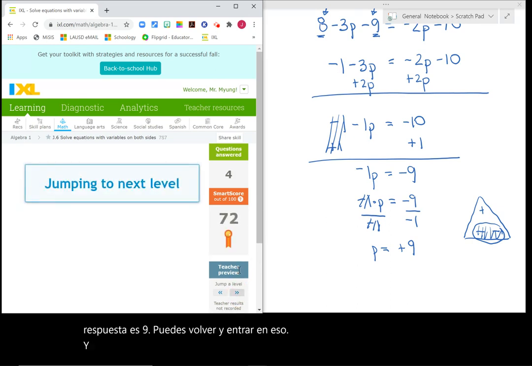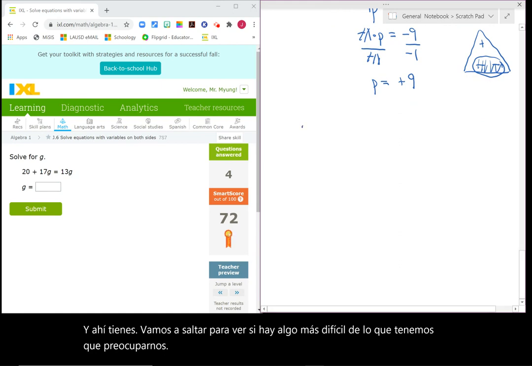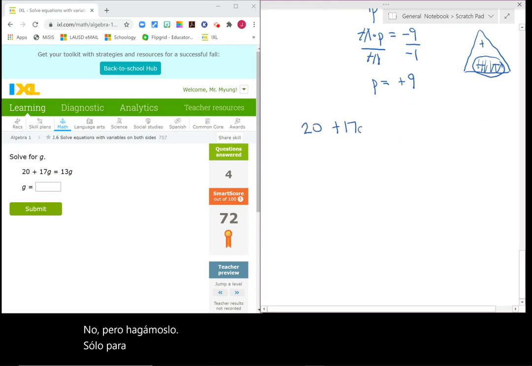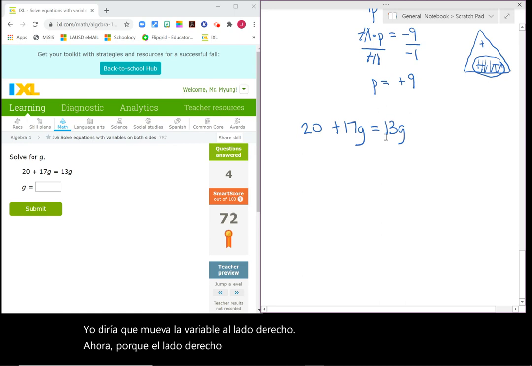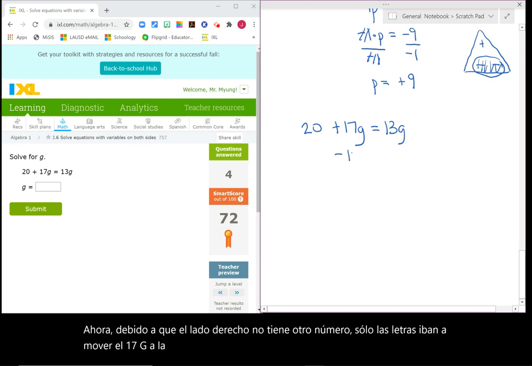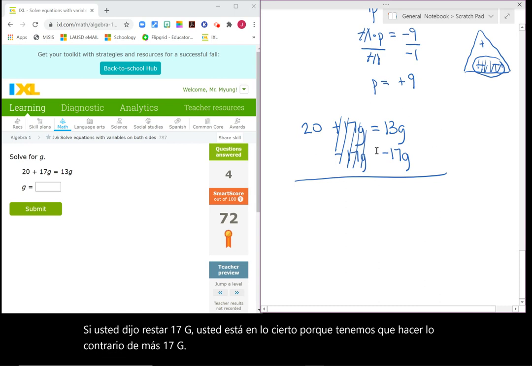Let's skip to see if there's anything more challenging that we need to worry about. No, but let's just do this one just to get the hang of it. In this case, where do you want to move the variable? To save time and less work, I would say move the variable to the right-hand side. Now, because the right-hand side has no other number, only letters, we're going to move the 17g to the right-hand side. If you said subtract 17g, you are correct, because we need to do the opposite of plus 17g to get it to the other side of the equal.